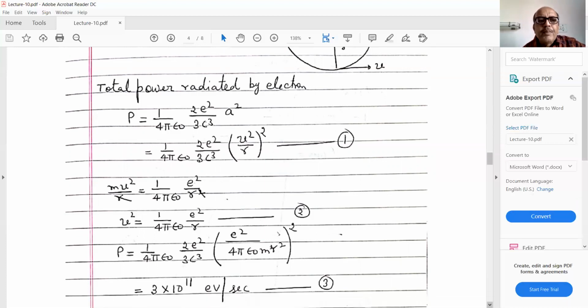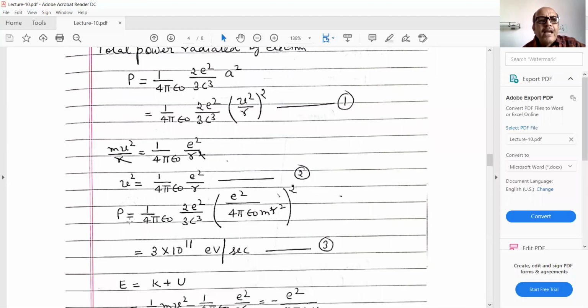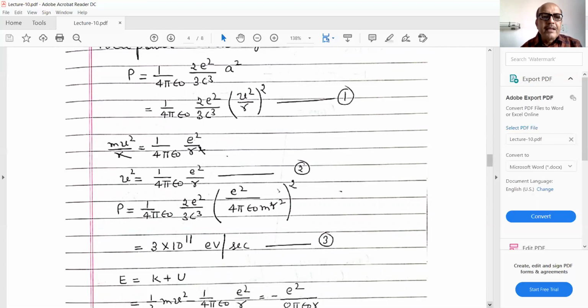Again, there are several ways of doing this. And once you do this, then the value of P comes out to be 3 into 10 to the power 11 electron volt per second. That means the electron in its orbit will radiate energy at 3 into 10 to the power of 11 electron volt per second, because it is accelerated, and you all know that accelerated charge emits energy, so therefore it will emit at this rate.